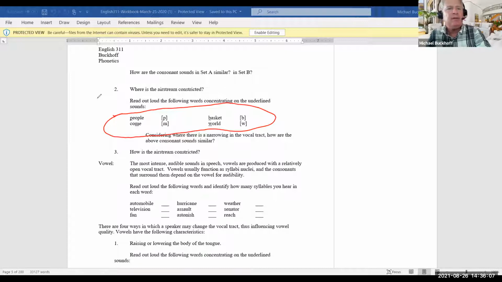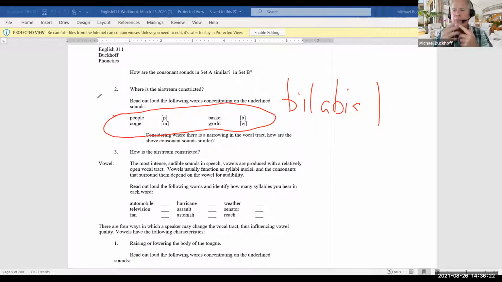So it says, where is the airstream? We say the lips. We call these bilabial consonants. These are considered bilabial consonants because the constriction of the airstream occurs with the lips, right? So the lips are closed, air is forced up through the trachea into the oral cavity, and then the lips open and we form these sounds. All of these sounds are similar in terms of where the constriction occurs in the airstream. So that's a second characteristic of consonant sounds.